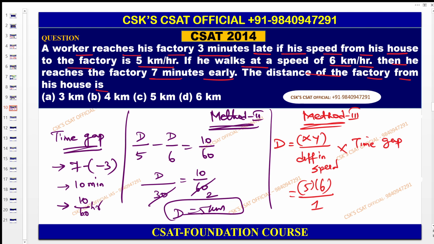Please try to understand. The time gap we have just found is 10 by 60. The zeros cancel, the 6s cancel. So in this case also you will get 5 kilometers. Any method you can use, the proper method or shortcut methods, you will get the same answer. Getting it? Shall we move to the next one? Okay.